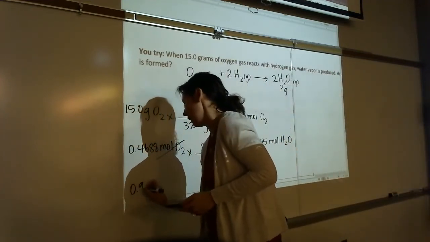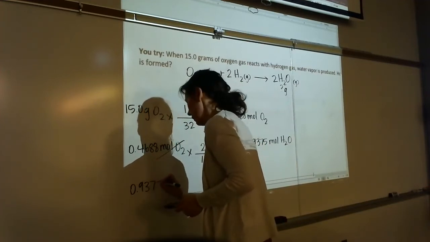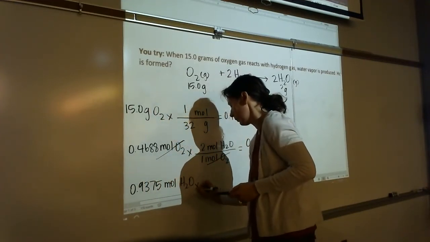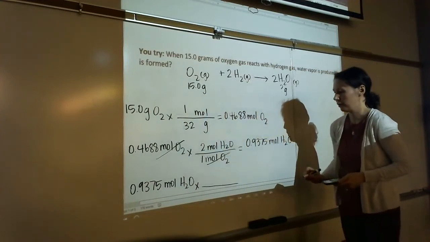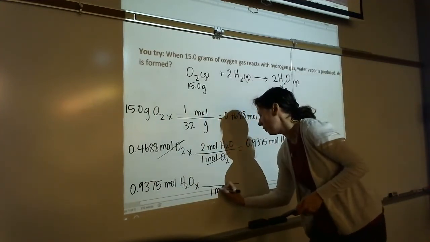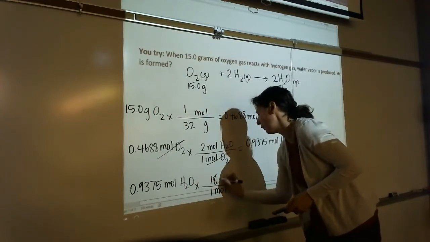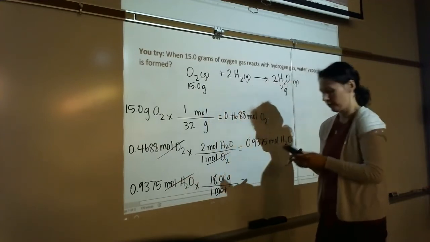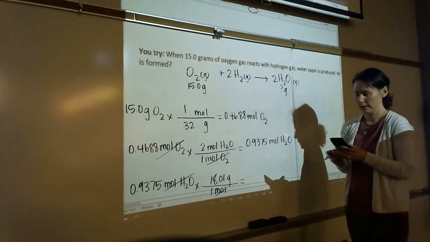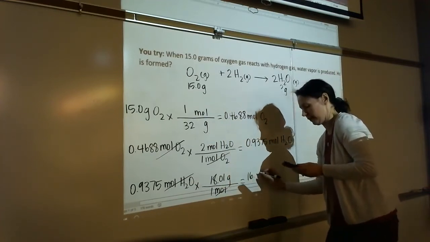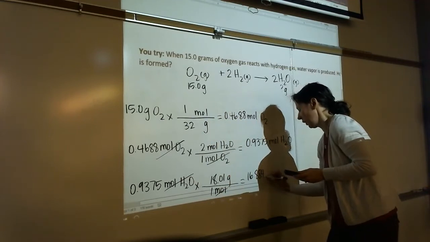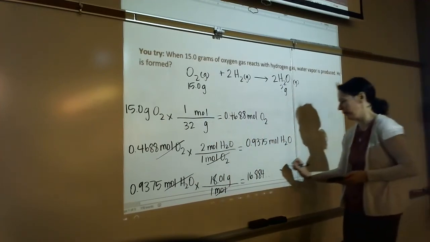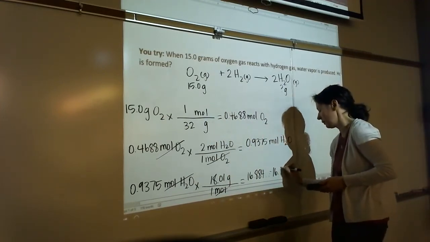Now we're going to take this number and convert it to grams. So 0.9375 moles H2O. Now we're converting to grams. So 1 mole has a mass of 18.01 grams. Right? That's the molar mass. So times 18.01. That gives me 16.884, blah, blah, blah. So what does that round to when I round to 3 sig figs? 16.9. All right, 16.9 grams.